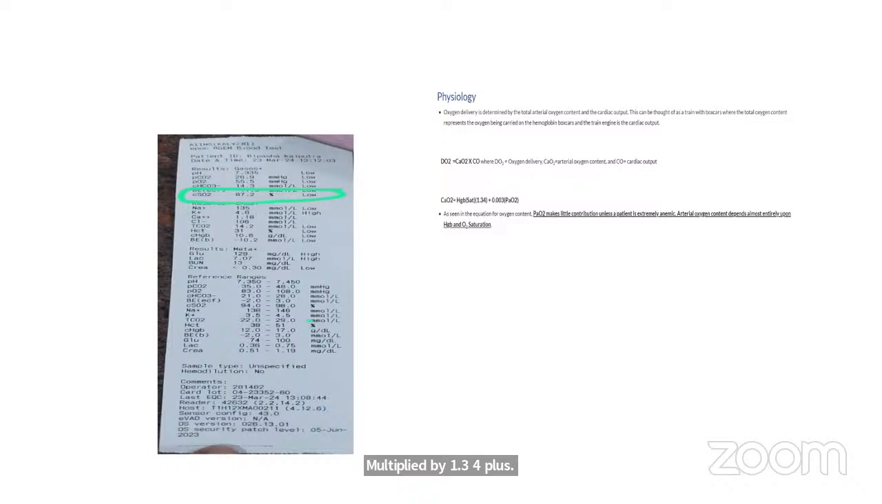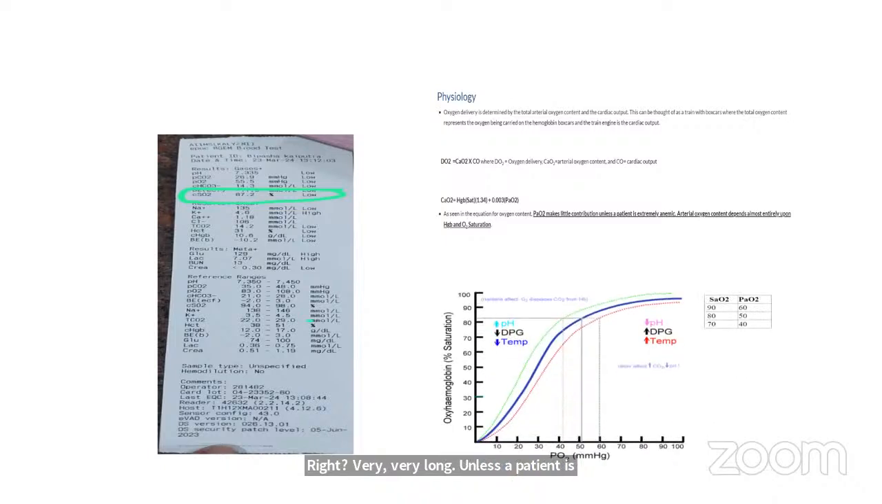0.003 times PaO2. So, under normal circumstances, the PaO2's contribution to oxygen content is very, very low, right? Very, very low. Unless a patient is extremely anemic. And this we know from our physiology days, how the oxyhemoglobin and PO2, they are related.